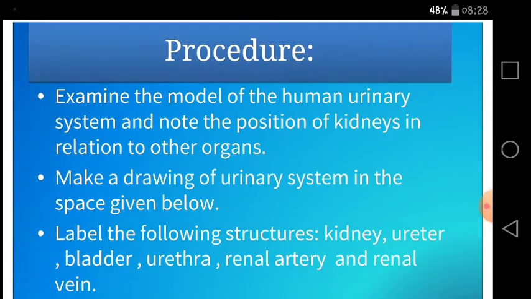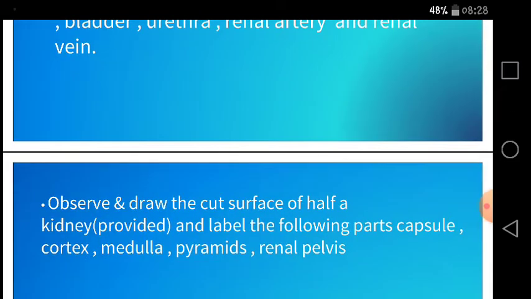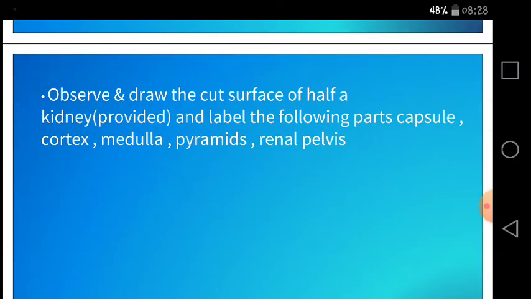Now we are focusing on the procedure. Examine the model of the human urinary system and note the position of kidneys in relation to other organs. Make a drawing of the urinary system in the space given below in your book. Label the following structures: kidney, ureter, bladder, urethra, renal artery, and renal vein. And then we have to observe and draw the cut surface of half of the kidney provided, and label the following parts: capsule, cortex, medulla, pyramids, and renal pelvis.